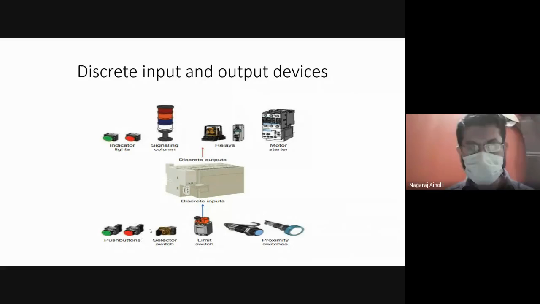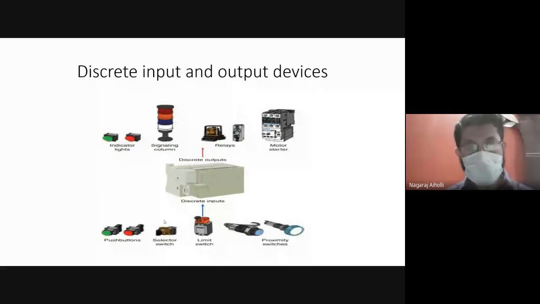Then next is the selector switch. This selector switch is of the rotary type. Here it has only two states because it is discrete in nature. It cannot have more than two states. So this is a rotary type of switch, the selector switch, wherein when you rotate it once, it is on state. When you rotate it the other way, it is off state. So it is only on or off.